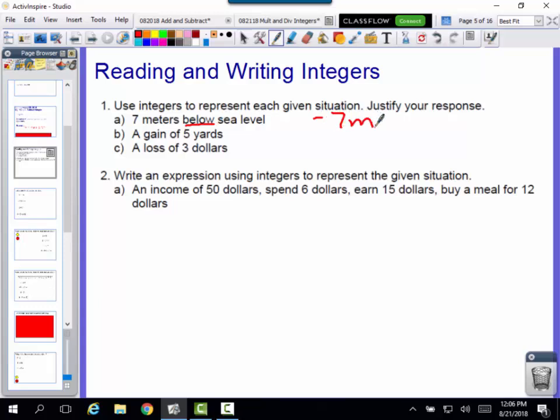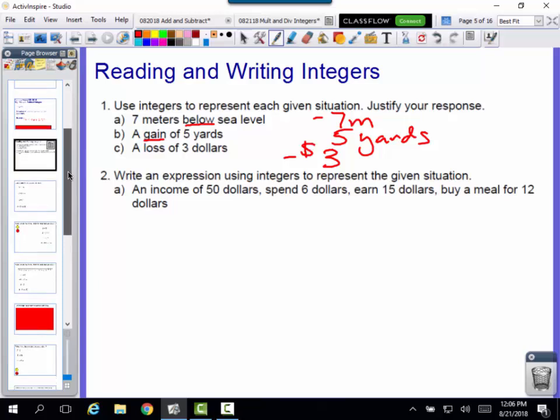Please make sure you always put a label if a label is needed. B, a gain of 5 yards. Gain is a word that means add or plus. So a gain of 5 yards would be positive 5 yards. In the positive, we don't have to put a plus sign. A loss of $3 would be negative $3, and the dollar sign always goes in the front. So we can write situations represented by an integer.